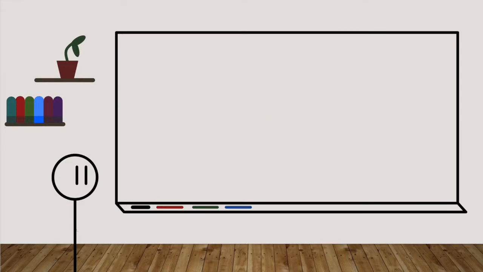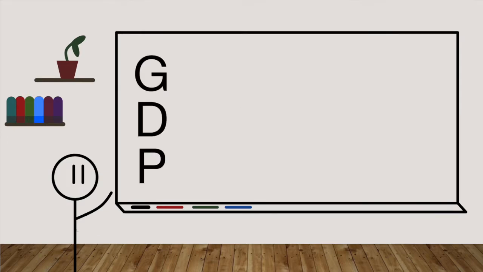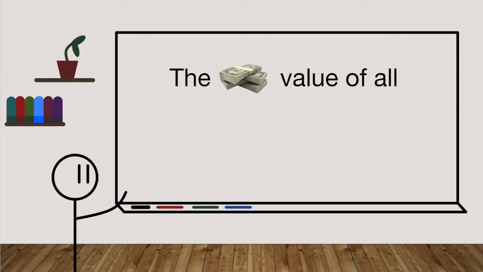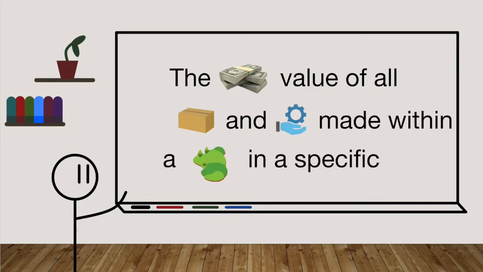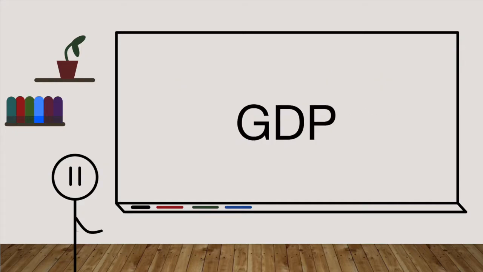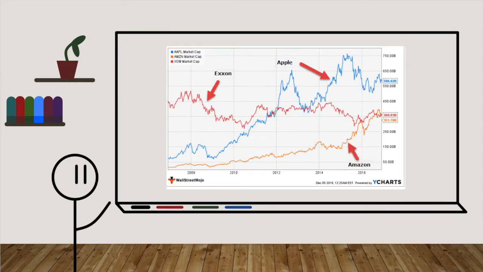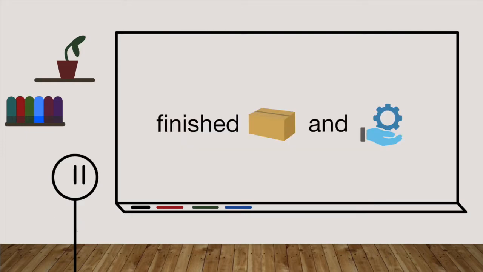So we're going to start with GDP, which I'm sure you know already. It stands for Gross Domestic Product, and it is defined as the monetary value of all finished goods and services made within a country in a specific period. GDP helps us analyze the economy and size up different economies. It is used in the same way you might use the market cap of a company to figure out how big it is.